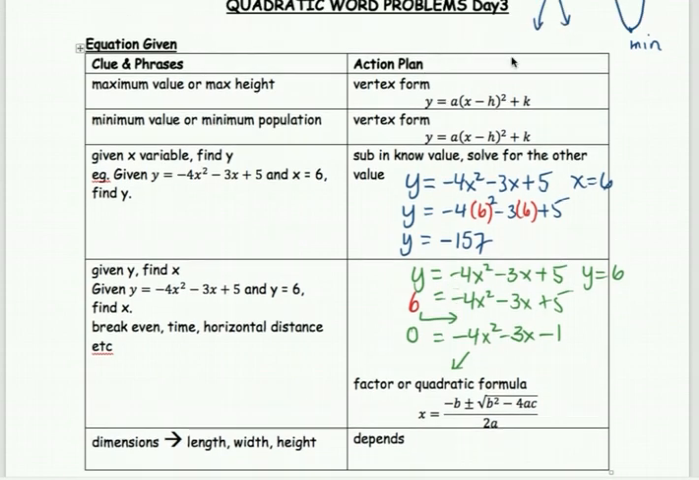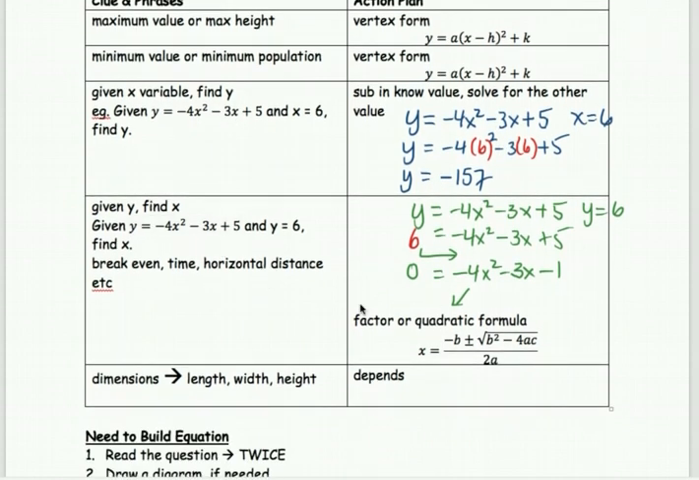So again, if it's max or min, use the vertex form. If I give you the x value, you need to find y. All you're doing is plugging it in and then finding it. But if it's the opposite, where I give you y, and now you've got to find x, that's when you've got to kick in the factoring or the quadratic formula methods.